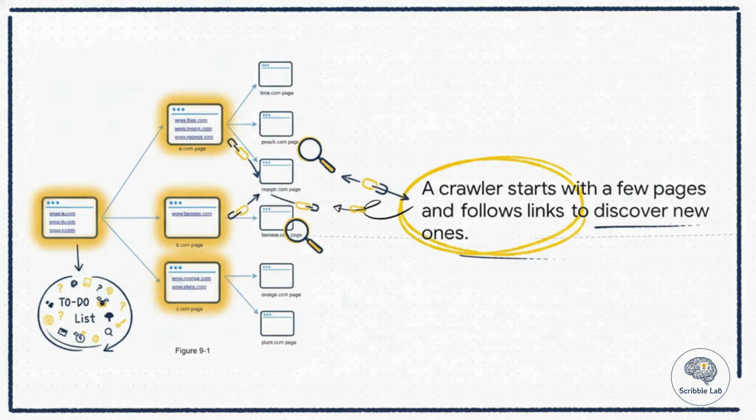Okay, so let's break that down. This visual really lays out the core idea. The crawler gets a few starting points. We call them seed URLs. It fetches a page, pulls out all the hyperlinks on it, and then adds all those new links to its giant to-do list. Then it just repeats the process, visiting those new pages, finding more links, and just branching out, mapping the web link by link by link.